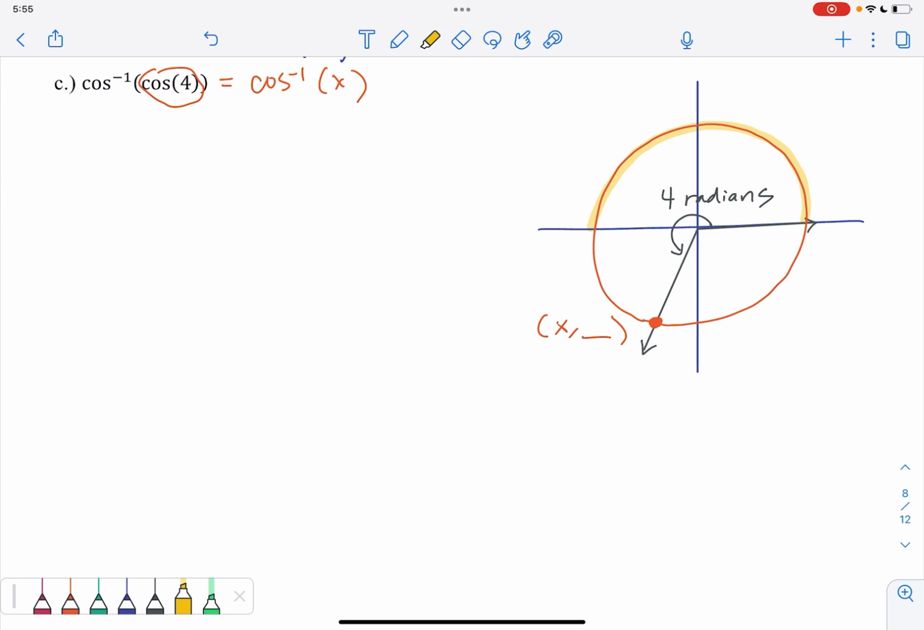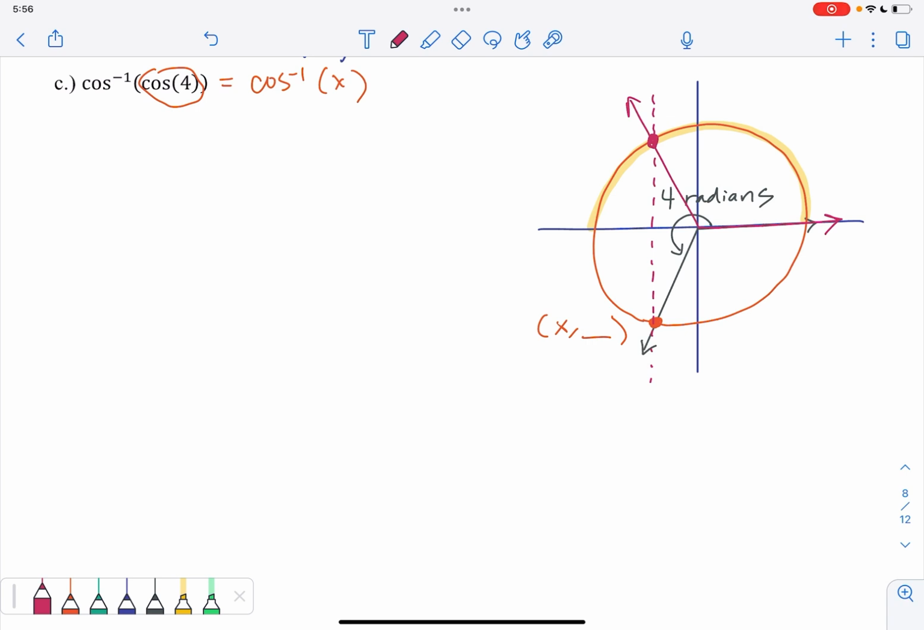Okay, so that's really what I need. So what I need is an angle that has the same x-coordinate at its intersection point, but it needs to be between 0 and pi. That's this point here. So its terminal side would be going right through that point in quadrant 2 with its initial side on the positive x-axis.